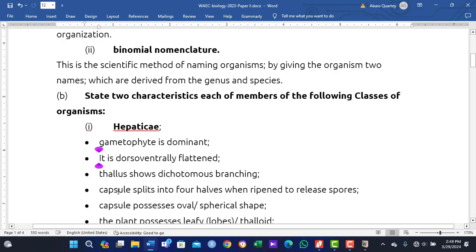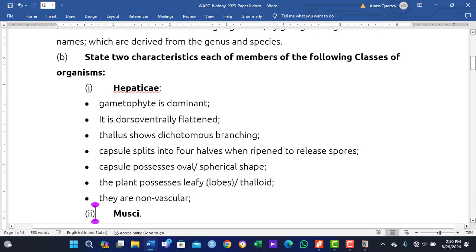Alright, so we go to the next one. Capsule possesses oval or spherical shape. Then we have plant possesses leafy lobes or thalloid, still referring to thallus.